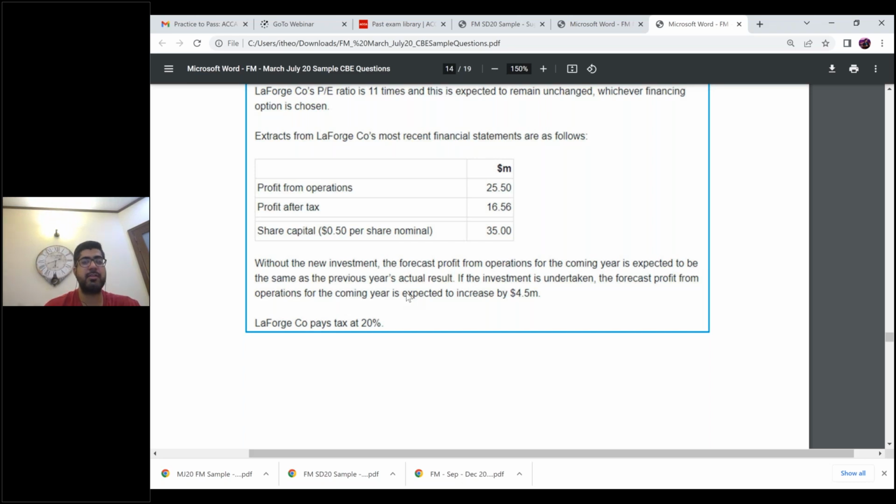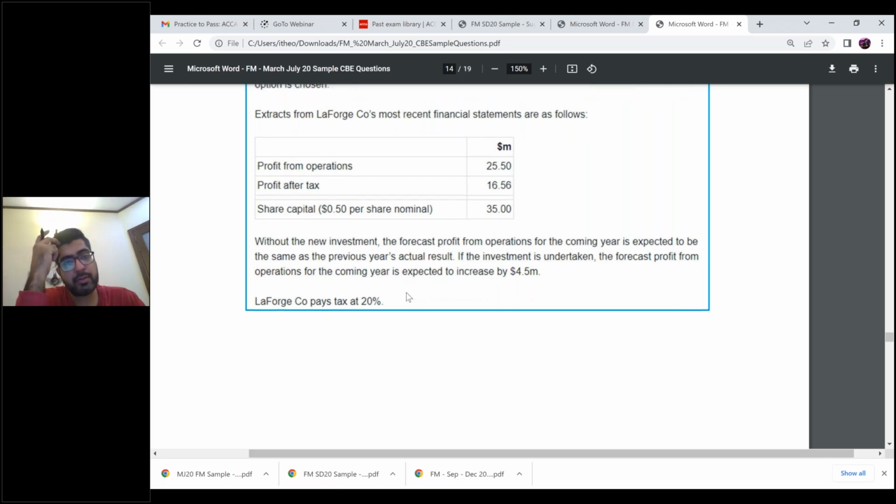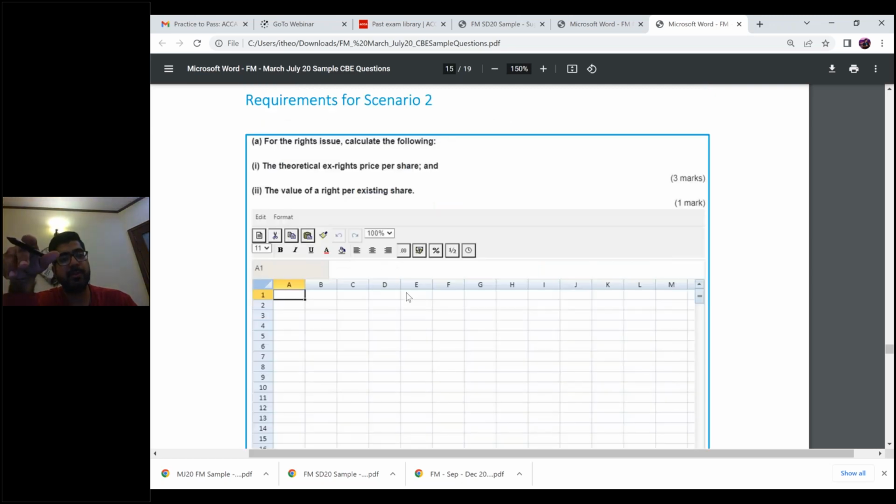First requirement is of 4 marks. For the rights issue, calculate the following: the theoretical exercise price per share and the value of right per existing share. Okay, theoretical exercise price per share and value of right per existing share. I can perform some workings here, so that's why I have opened this page now. Please pay attention.